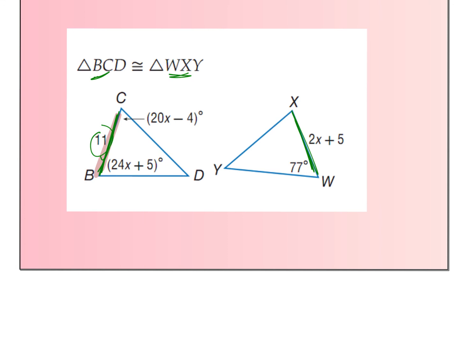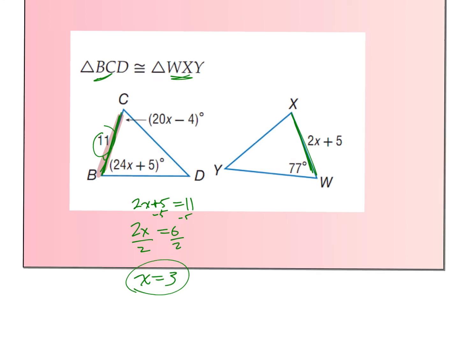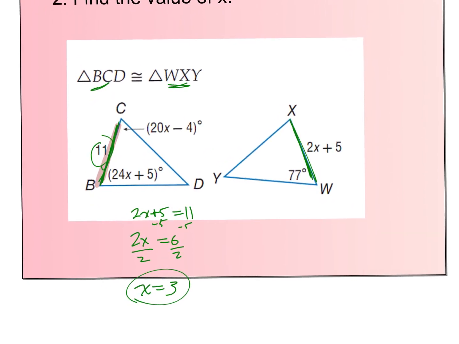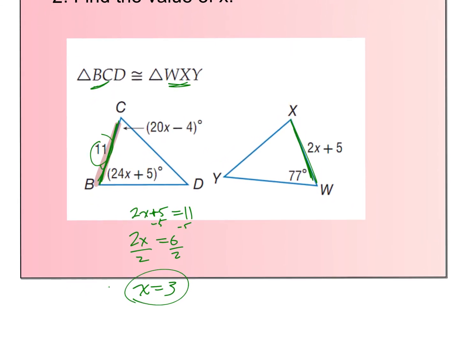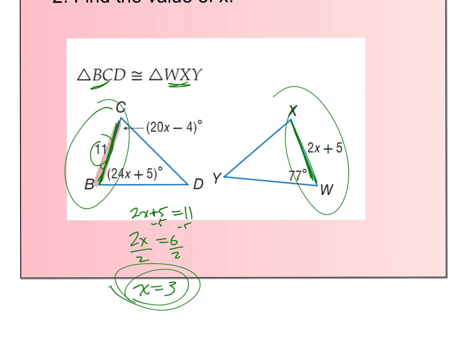So I'm going to get 2x plus 5 equals 11. A couple algebraic steps later, I get x is 3. And since it doesn't really ask me what to do, oh, find the value of x. Oh, I did that. Bam, we're done. Moving on, nice and easy. I figured out that these two were corresponding, matched them up, lined them up, and away I go.